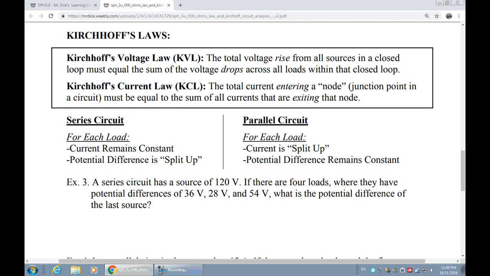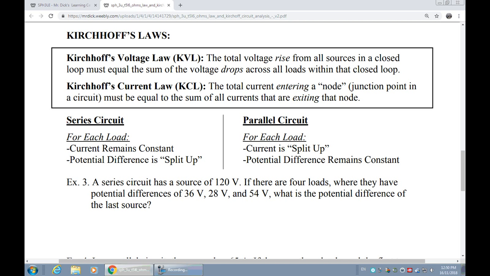But Kirchhoff also has a law about current, because we've also seen that in parallel circuits, there are different paths that current can follow. It doesn't all flow around one specific path. And that's what Kirchhoff's current law helps us to understand. His law for current says that the total current entering a node, and a node just means some junction point in a circuit where the current could go in different paths from there, must be equal to the sum of all currents exiting that node. And again, when we see these things in regular language, they can be a little hard to understand, but they'll be easier to understand when you see them through a specific example.